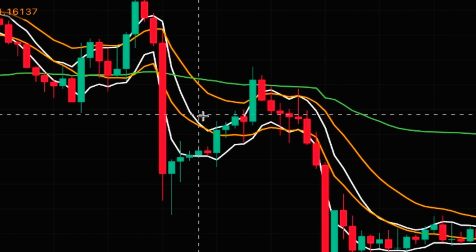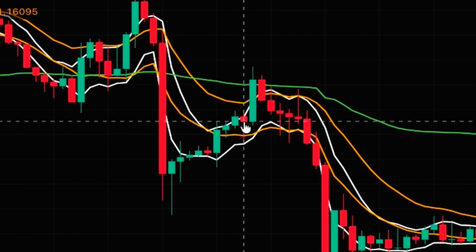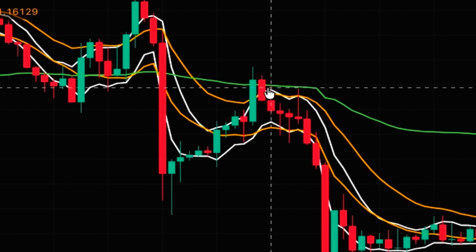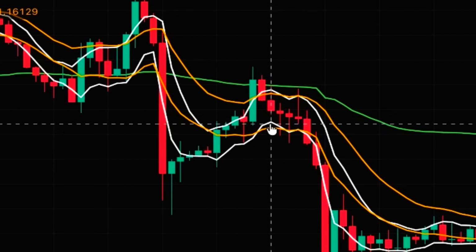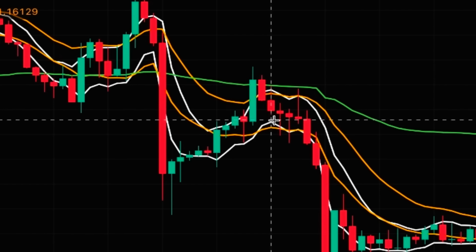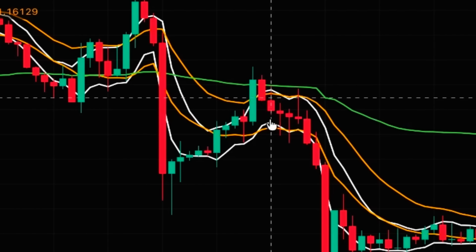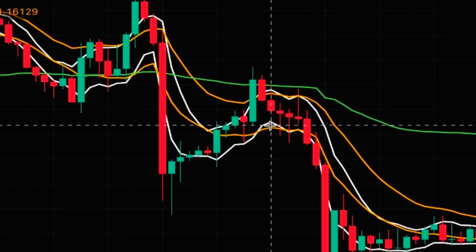In the next step, we wait for a pullback. The orange channel and white channel can also help you with this. The upper line of the white channel should go above the upper line of the orange channel, and similarly here, the lower line of the white channel should go above the lower line of the orange channel. When we have this situation, it tells us that probably a pullback is forming on the chart.